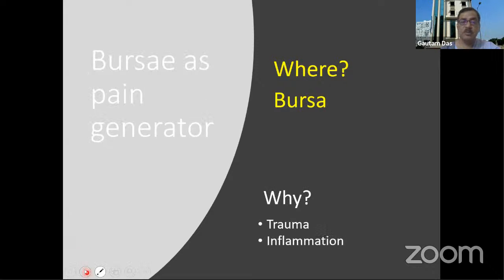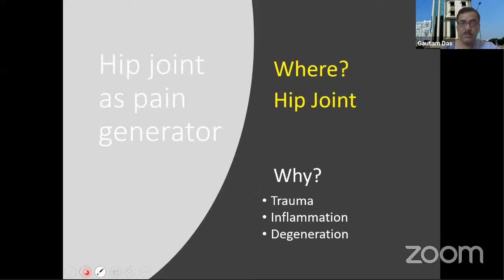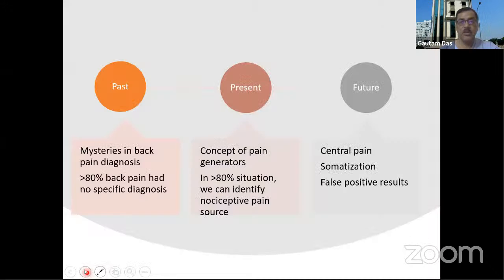Then there are sometimes the bursas, particularly in the buttock and the hip, where there are a lot of bursas, and the hip joint itself can sometimes be a pain generator. What was important, as I told, I started this with this slide. The last part I'm not going to discuss further; I might discuss it in the subsequent classes.